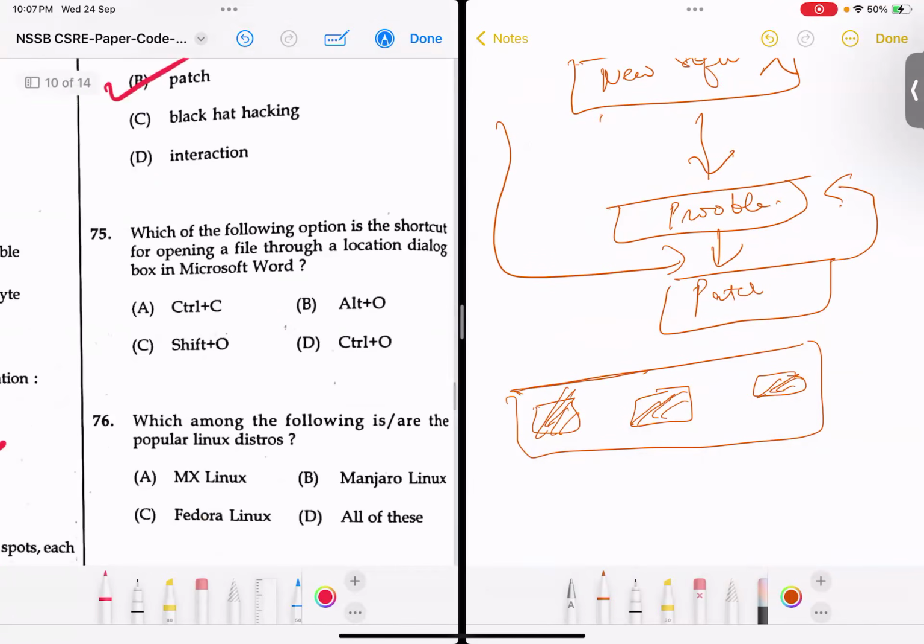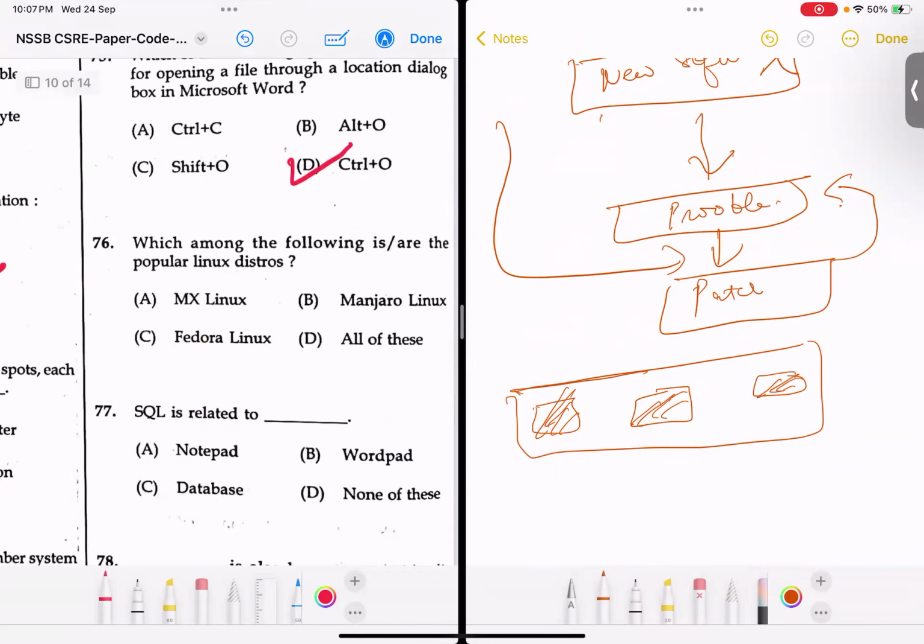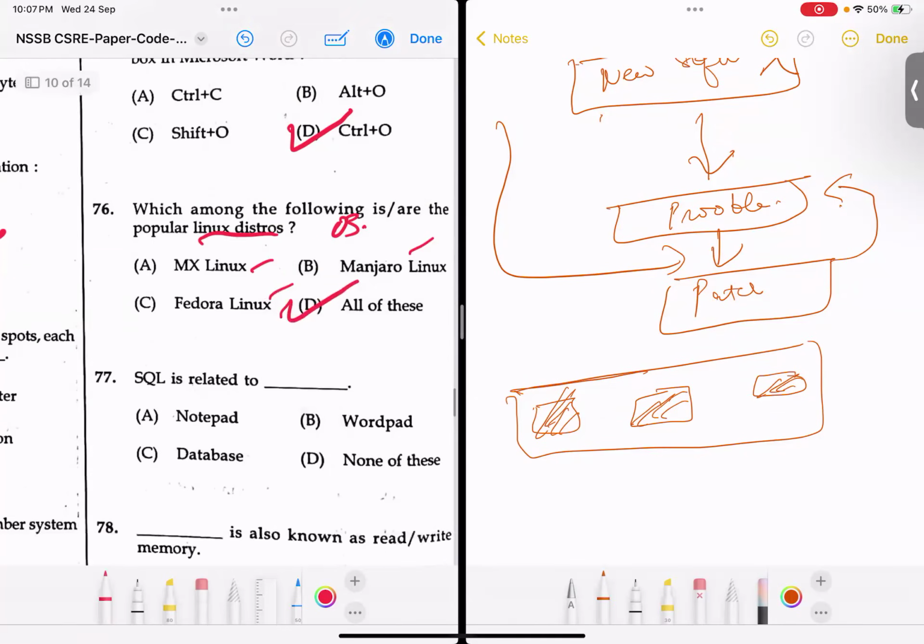Which of the following options is the shortcut key for opening a file through a location dialog box in Microsoft Word? It is Control O. Control C and all these are copy only. Question 76: which among the following is or are the popular Linux distros? Linux distros are different types of operating systems. Under Linux, we have different types like Mint Linux, Manjaro Linux, Fedora Linux. So the correct option is all of the above.